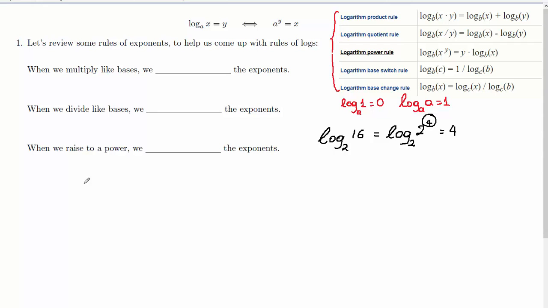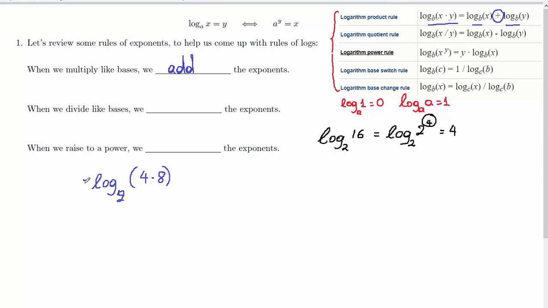But let's see first of all, when we multiply like bases, and we can see that right here, then basically what we do is that we add the logarithms. So when we multiply numbers, we add the logarithms. Okay, and why is that? Definitely there is a reason. So let's assume that you want to calculate the log with base 2 of 4 times 8.